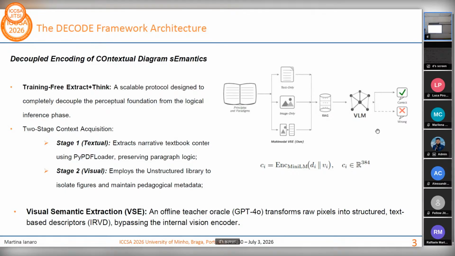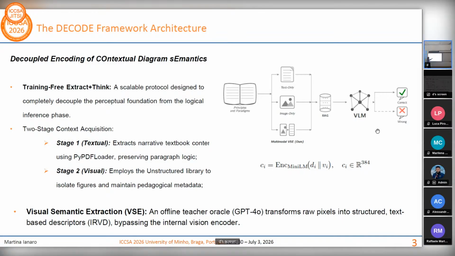At this point in the code, we apply the extract-plus-think paradigm. It means that we transform each image into a VSE, a visual semantic extraction. We no longer have an image in raw pixels, but structured text-based descriptors. So we bypass the bottleneck of the visual encoder. In the formula, we concatenate the text extracted at stage 1 and the VSE of the images, and we encode it and put it inside the retrieval system.